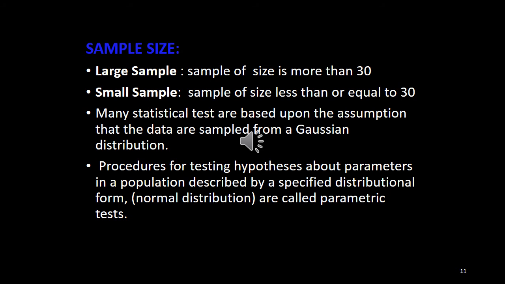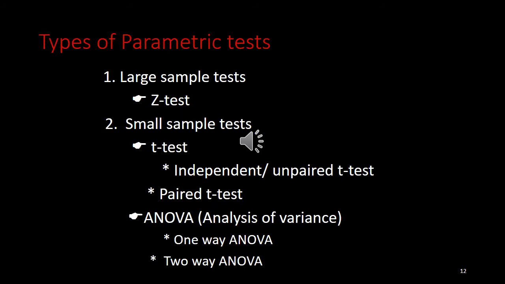So the concept is: large sample means a sample size more than 30, and small sample means a sample size less than or equal to 30. Many statistical tests are based upon the assumption that the data are sampled from a Gaussian distribution. Procedures for testing hypotheses about parameters in a population described by a specified distributional form, normal distribution, are called parametric tests. When the sample sizes are large, more than 30, distributions are normal and they are called parametric tests. So in our syllabus, we only have the parametric tests.